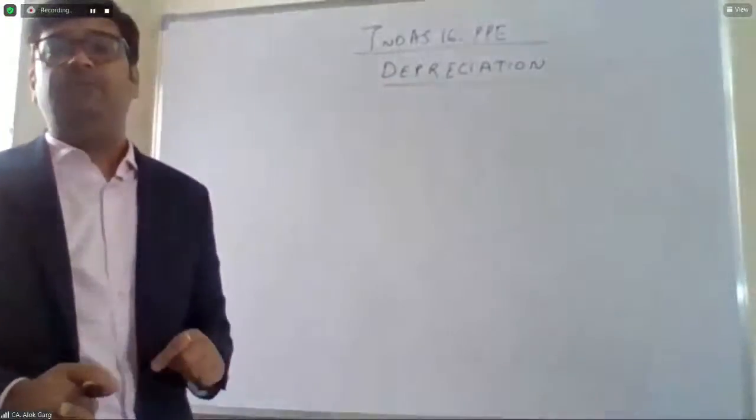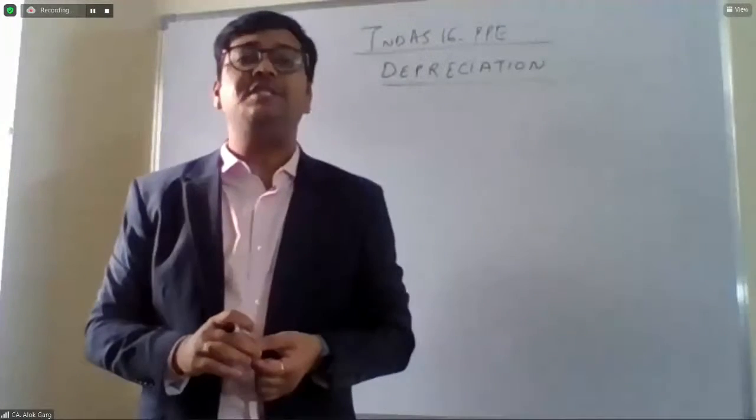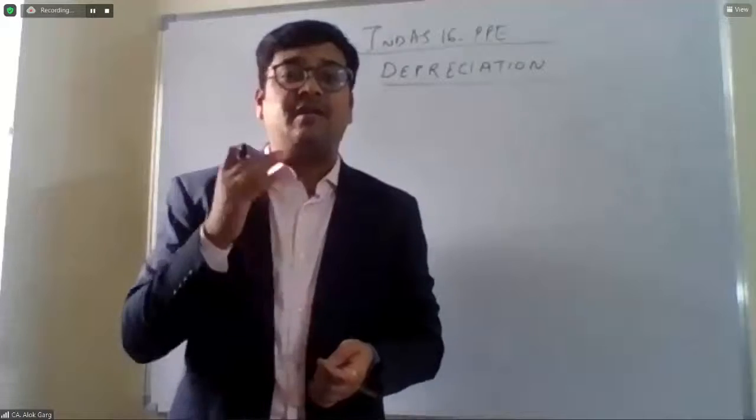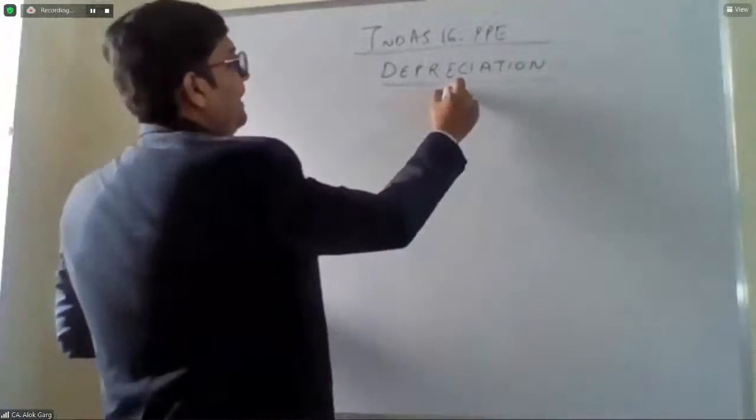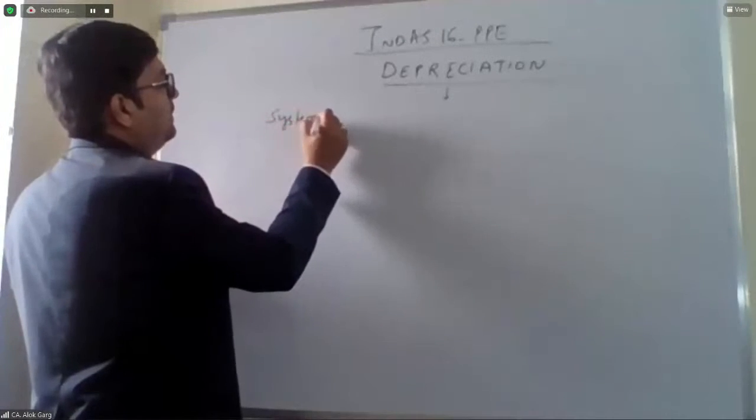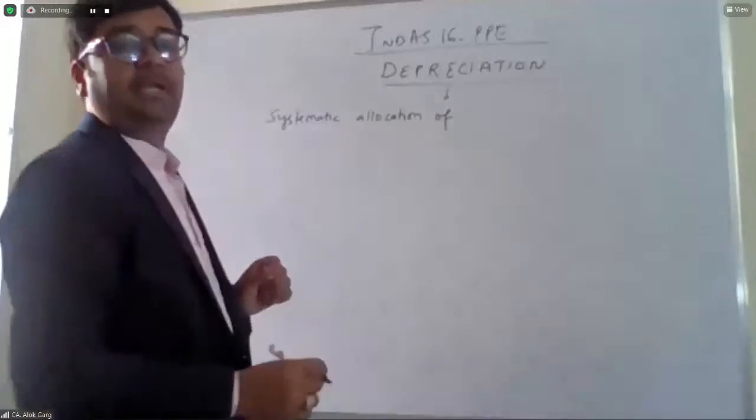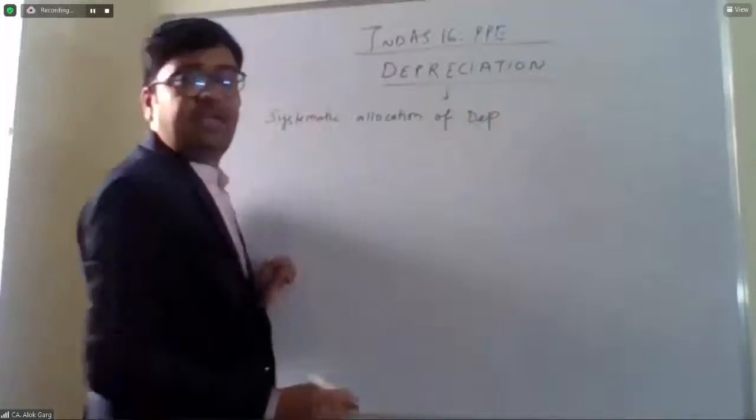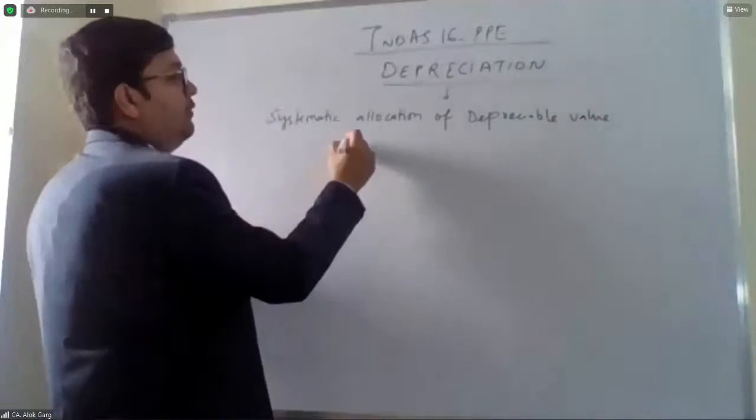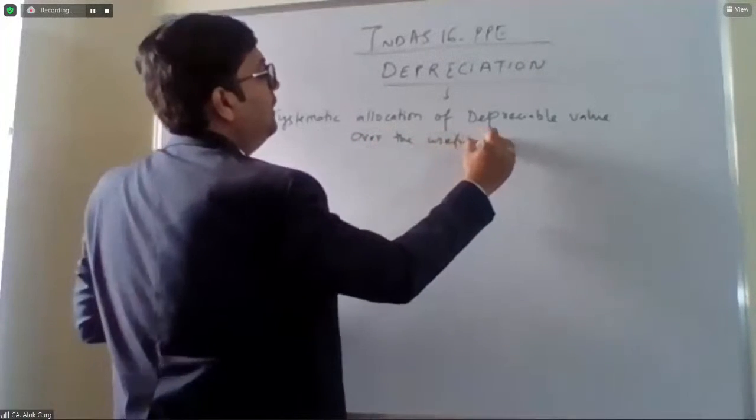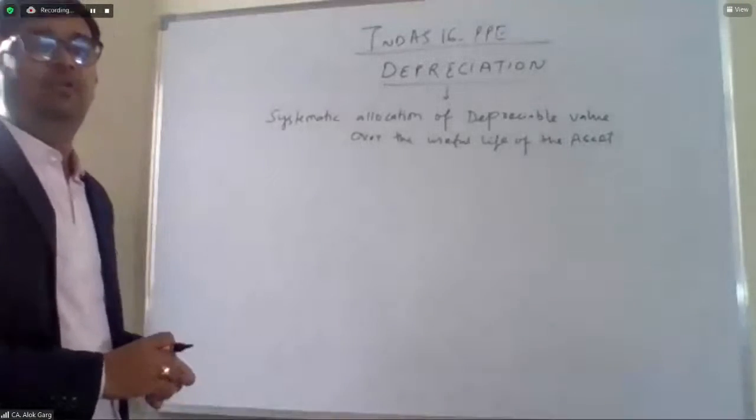First of all, what is depreciation? Depreciation is the consumption of the asset. If I talk about the exact definition, depreciation is the systematic allocation of depreciable value, or depreciable amount, over the useful life of the asset.